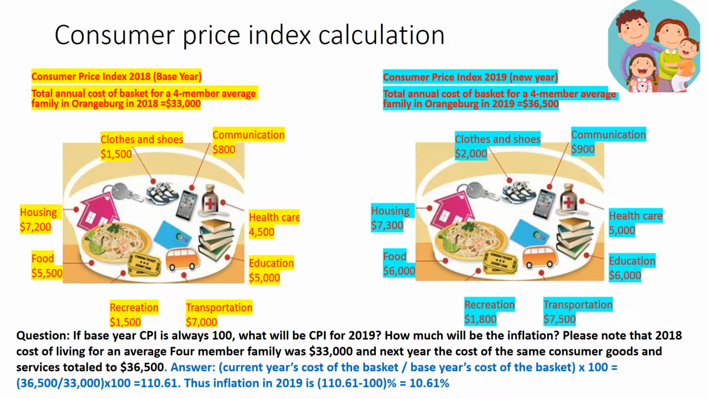So in this video, we have learned how to calculate the consumer price index for another year based on the cost of the basket of essential goods for the base year as well as the current year. And we have also learned how to derive the inflation rate from the base year's CPI value as well as the current year's CPI value. I hope this was clear after watching this video.